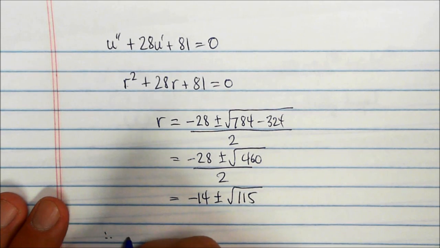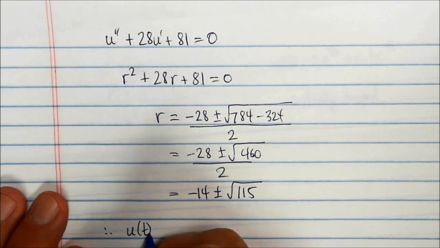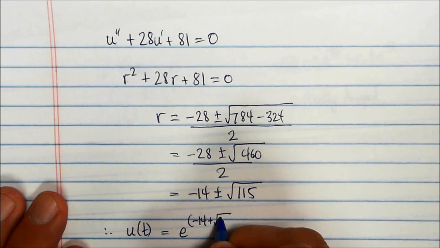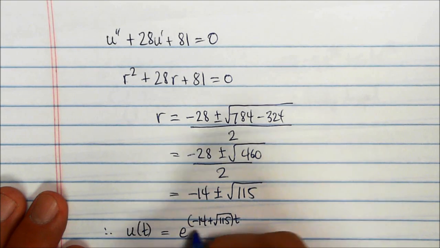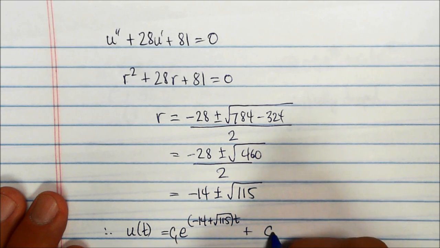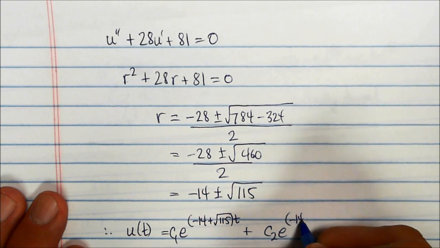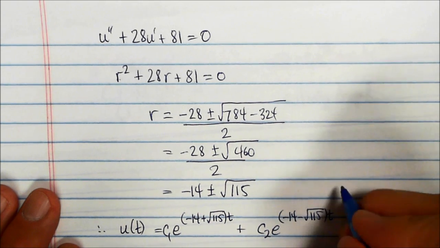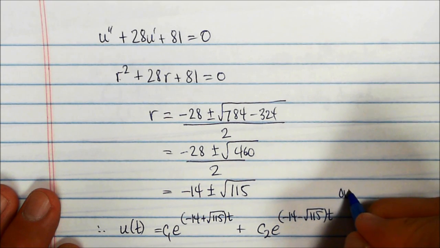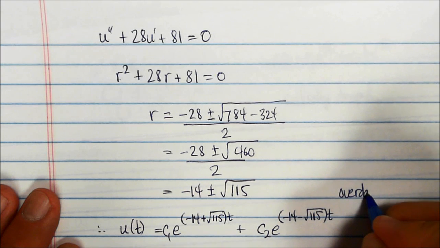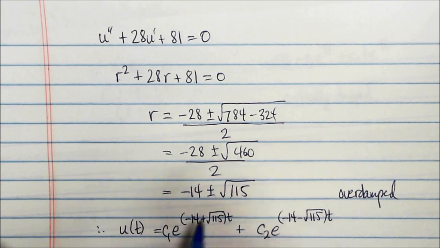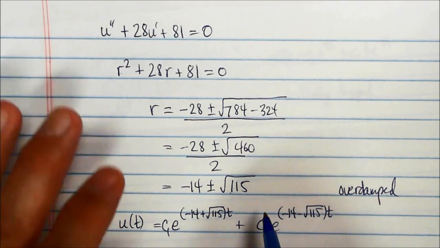And so the equation of motion will be u of t is equal to c1 e to the negative 14 plus the square root of 115 times t, plus c2 e to the negative 14 minus the square root of 115 times t. So this one is overdamped. I have two distinct real solutions, so this system is overdamped.